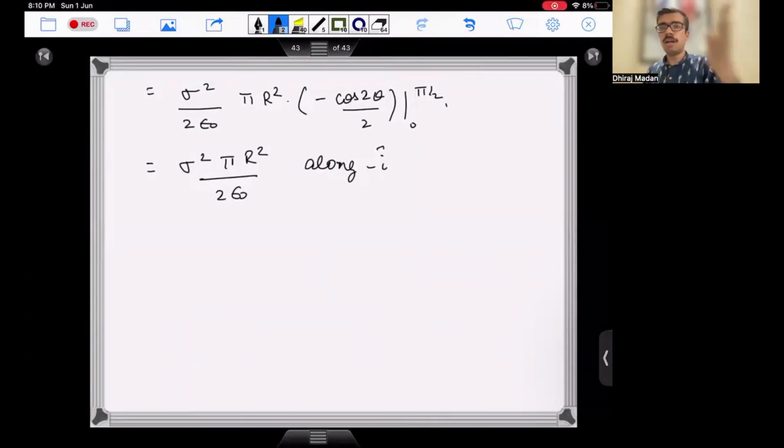So I need to apply an equal force on the right. That's the force I'm going to apply: sigma square pi r square over 2 epsilon naught to the left hemisphere and the same amount of force on the right hemisphere. Then that is going to keep them together, so that will cancel the electrostatic force they are experiencing.